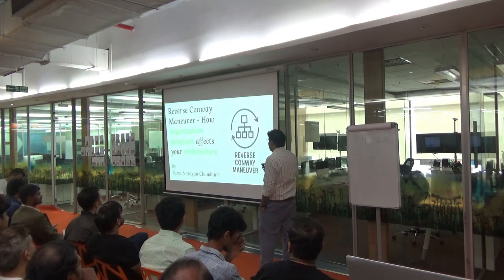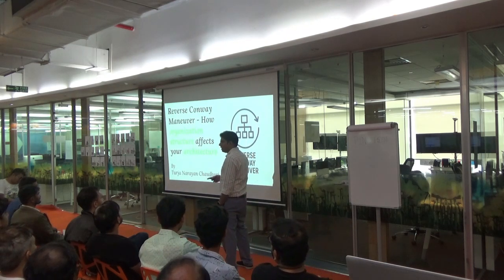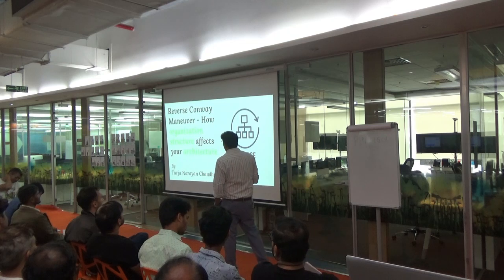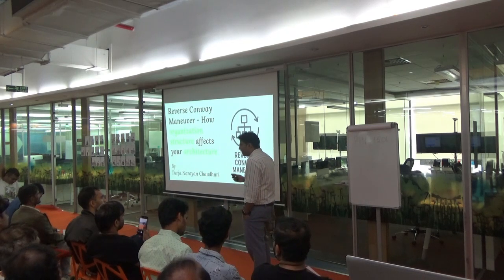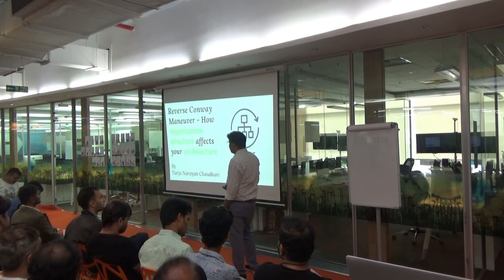So the talk that I want to focus on is reverse Conway analysis. I'll explain what that means and how organization structure affects your architecture, right? Because again, it's an architecture meetup. So I thought this would be interesting.